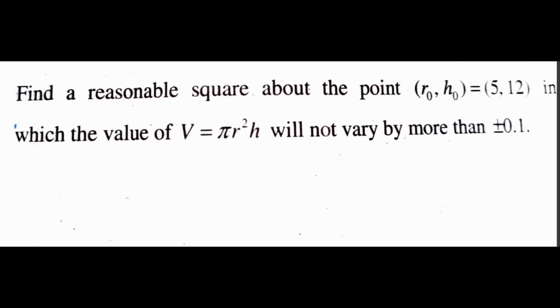Our next question is: find a reasonable square about the point (r0, h0) equal to (5, 12), in which the value of V equal to pi r square h will not vary by more than plus or minus 0.1. That is our next question. Please write down this question in your notebook.